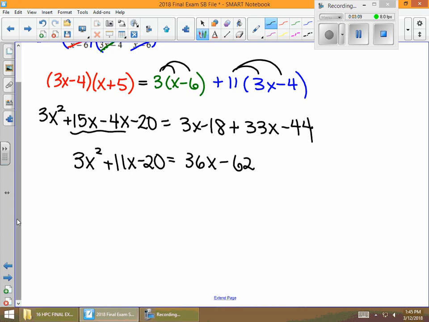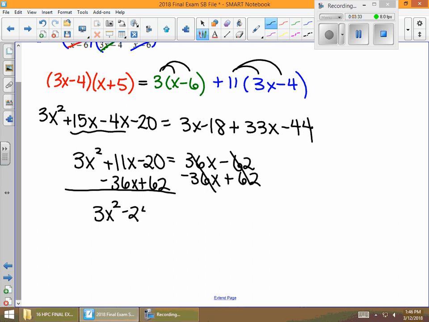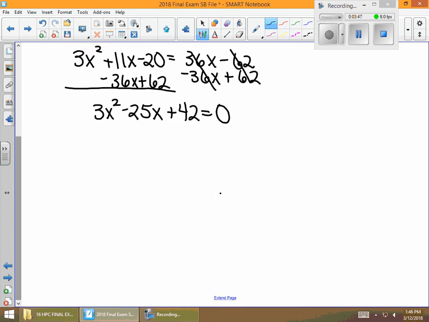And then we're going to get everything onto the same side of the equation. So I'm going to subtract 36x over and add 62. Bring over here, cancel. 11, positive 11 minus 36 is negative 25. And negative 20 plus 62 is positive 42. And now we're going to factor.